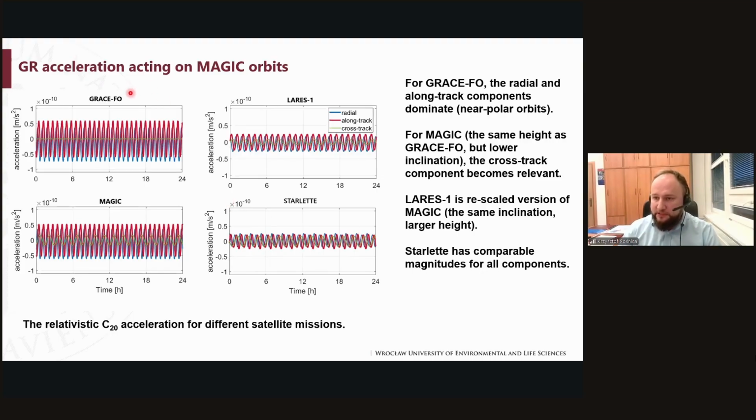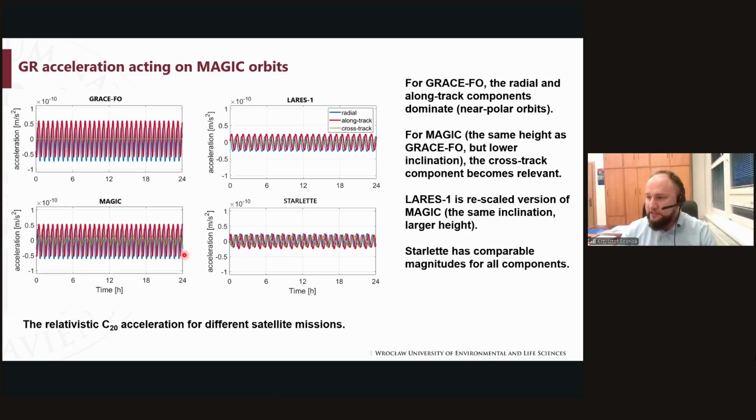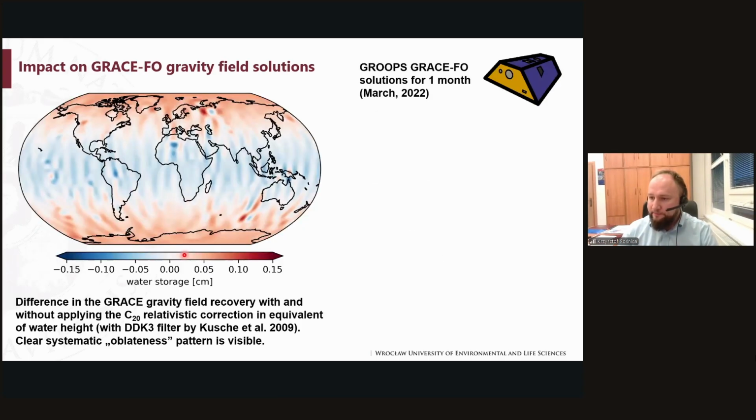Here we have a comparison for GRACE Follow-On, MAGIC, and the higher orbiting LARES-1 and Starlette satellites. For near-polar orbits like GRACE Follow-On, with the inclination close to 90 degrees, the cross-track accelerations are close to 0. Whereas if we go to a lower inclination angle, we will have some periodic accelerations in the cross-track component.